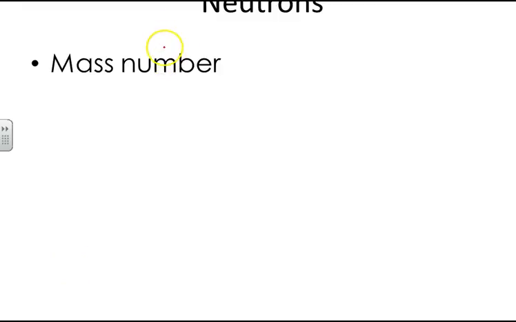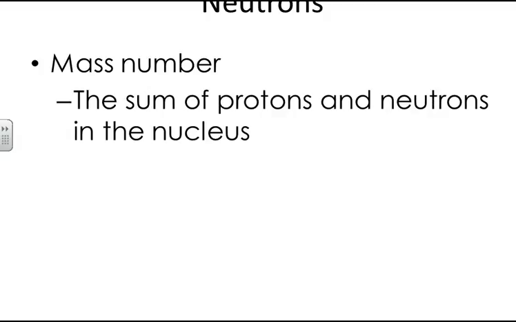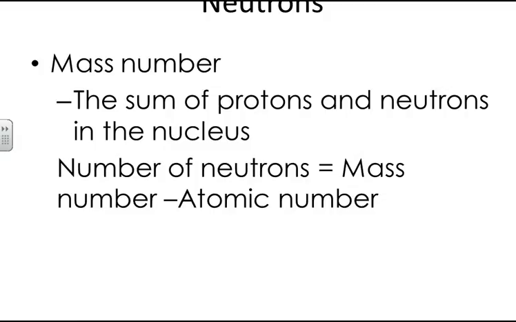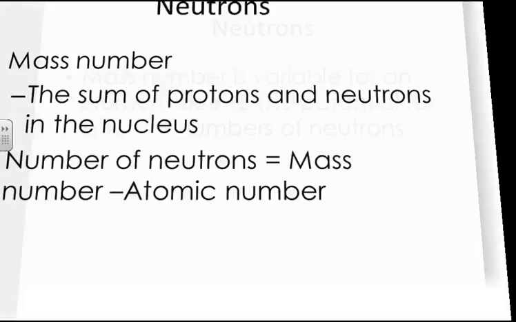A number that we use to describe the neutrons is called the mass number. Mass number is simply the sum of the nucleons, or the sum of the protons and the neutrons inside the nucleus. So we can get the number of neutrons if we know the mass number and the atomic number, because mass number minus atomic number equals the number of neutrons.